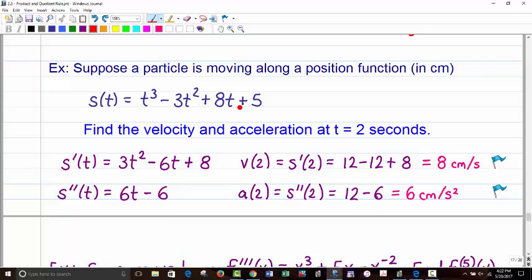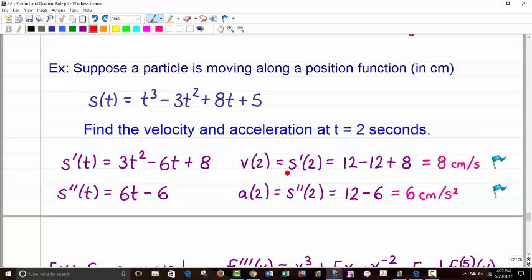Take the derivative of this function, which will be 3t squared minus 6t plus 8. Then you take the derivative of the derivative. So the derivative of 3t squared minus 6t plus 8: the derivative of 3t squared would be 6t, and the derivative of minus 6t would be minus 6. So there's your second derivative, which is your acceleration function. So we have our velocity, we have our acceleration.